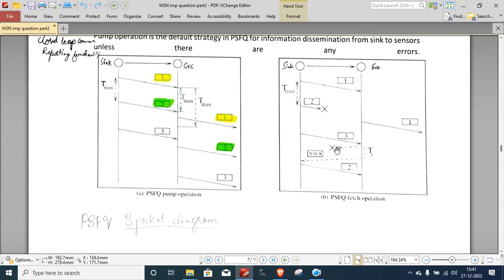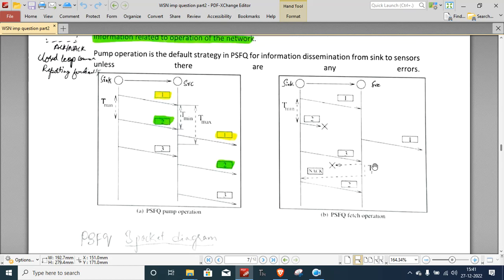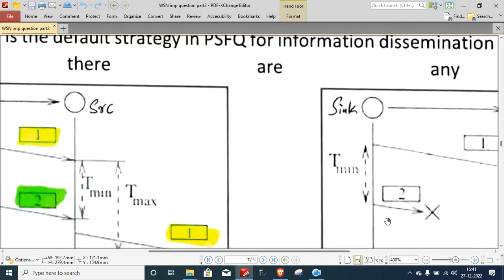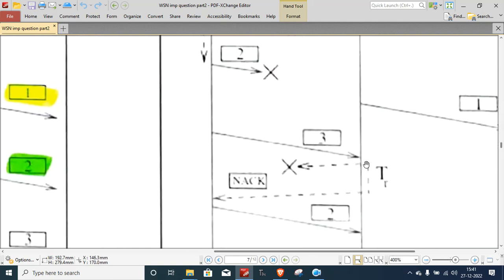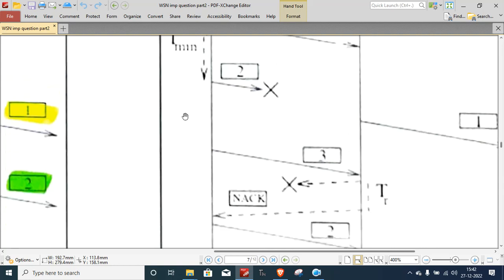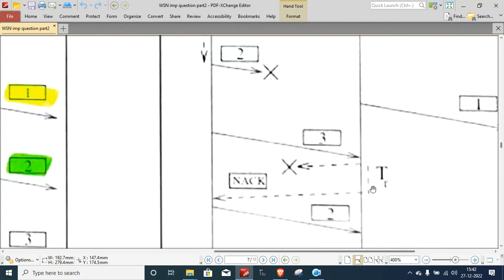But let's say we assume that this negative acknowledgement is lost. It waits only for a time of T-r, which is very small compared to T-min, and it again sends the negative acknowledgement so that it is received by the sink, and the sink retransmits its second packet. Because T-r is very small compared to T-min, fetching is happening at a faster rate.